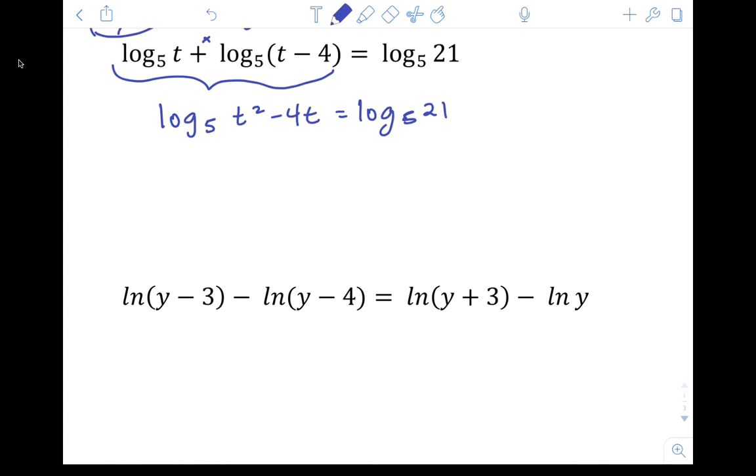So now that the logs are on each side, and there's just one log and one log, I can drop them. So what I really have to work with is t squared minus 4t equals 21. That is factorable, but of course to do that, I would have to notice that I need to subtract 21 to get 0 on one side, and then go from there.